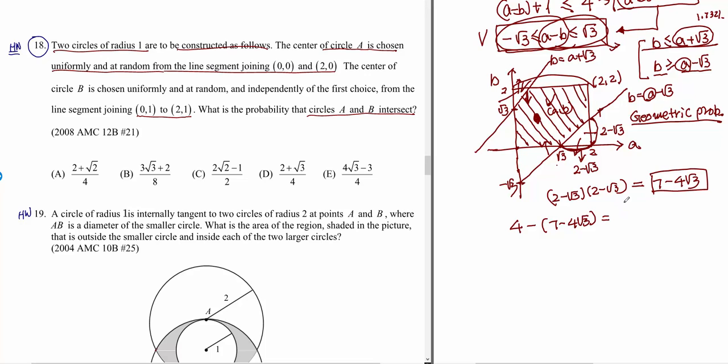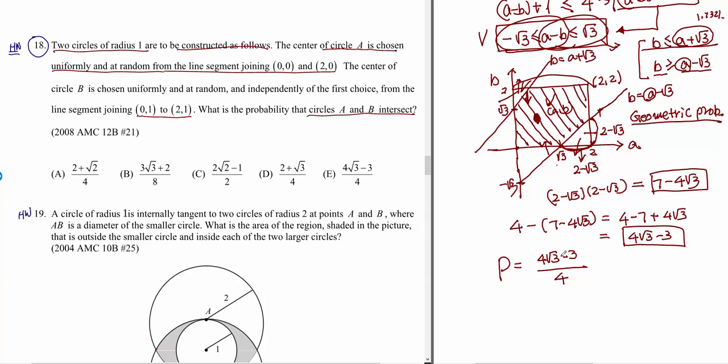4 minus 7 is negative 3, okay, open this one. 4 minus 7 plus 4 root 3 equals 4 root 3 minus 7, right? Minus 3. That's the area of the shaded region, okay? Now probability, which is what? Geometric probability. The entire area is 4 over 4 root 3 minus 3.